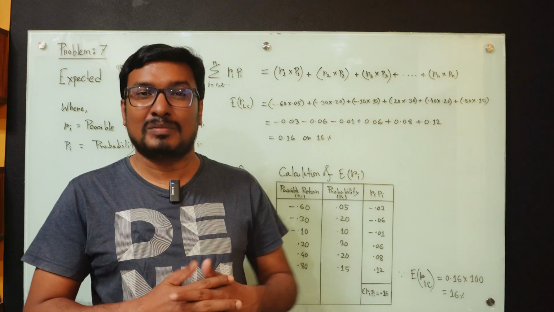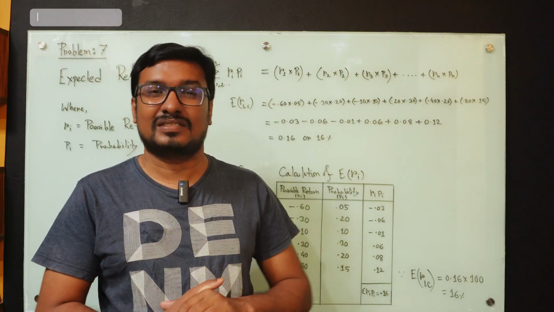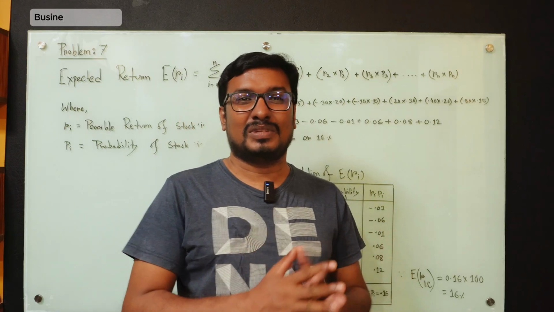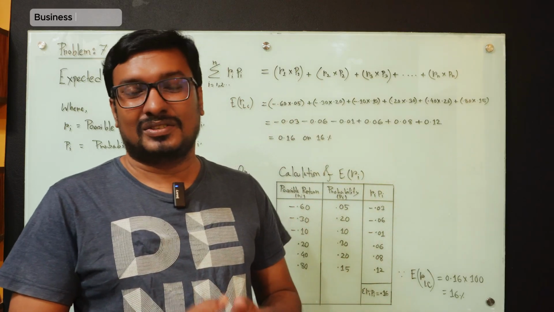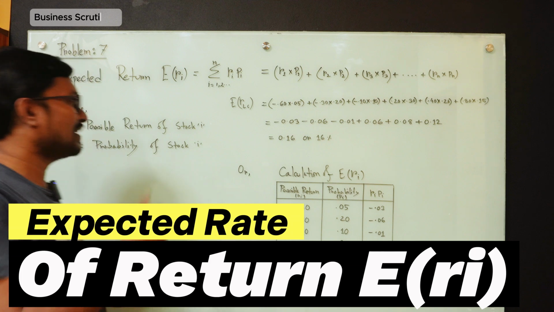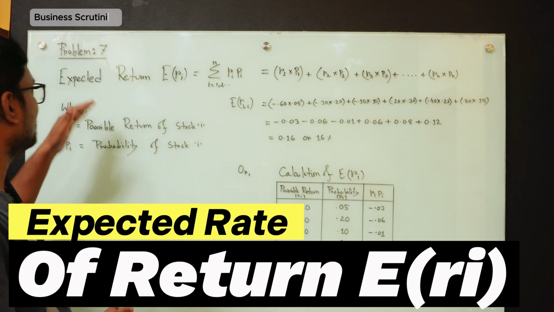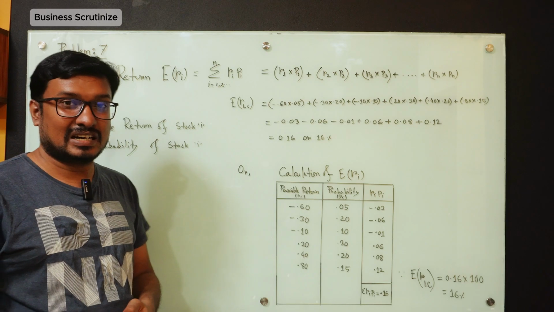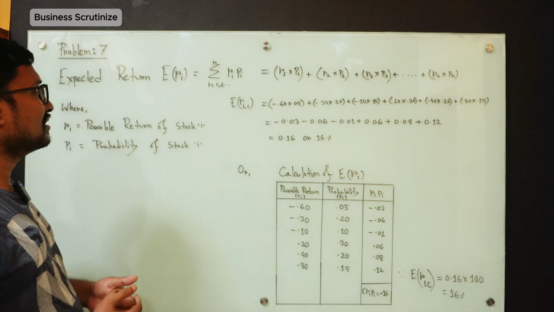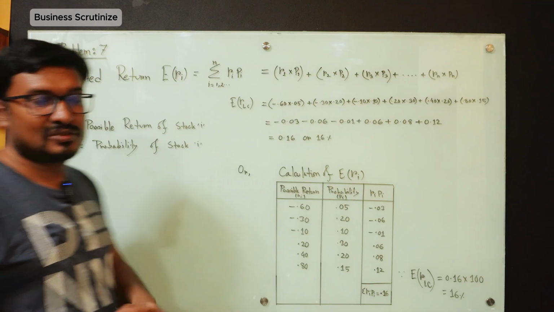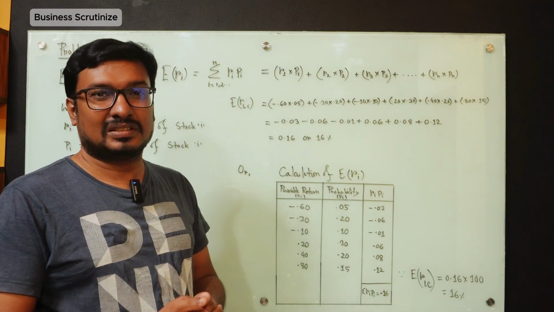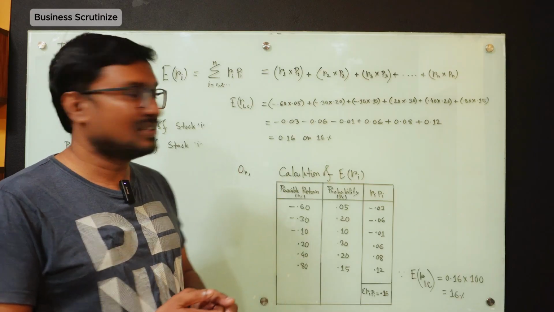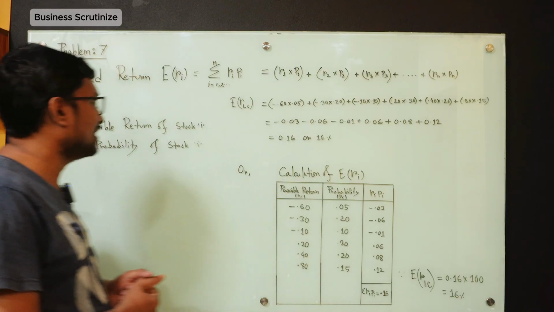The computational process of problem number 7 is exactly the same as problem number 6, which we have already computed. Here in this problem we have to once again compute the expected return that we saw in problem number 6. Expected return, symbolically written as ER(i), the expected return of any stock, has the formula sum of Ri into Pi, representing the possible return of any stock and its related probability, symbolically written as Pi.